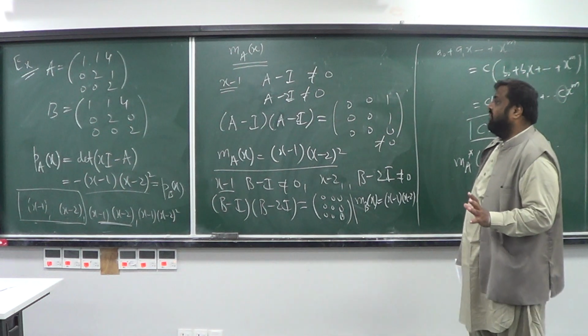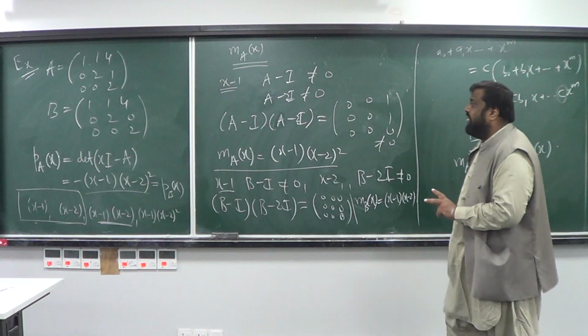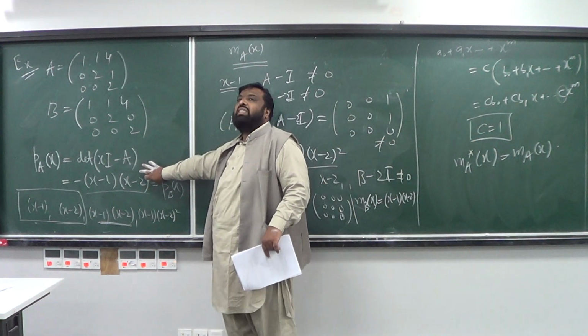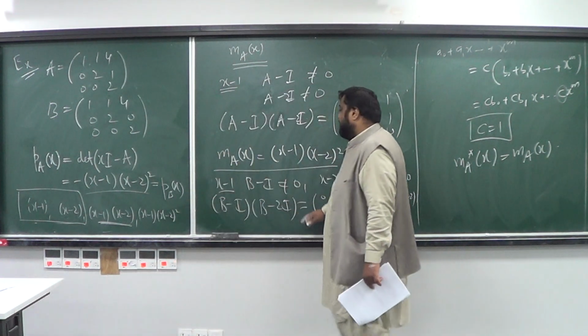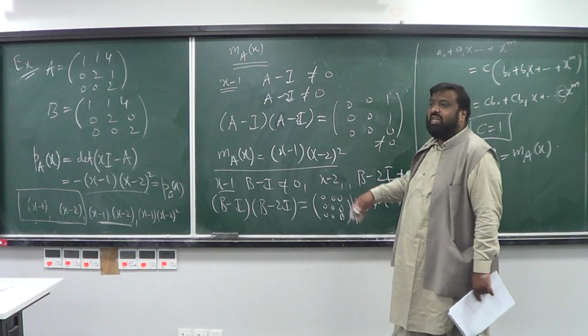So what is the interesting conclusion that we got out of it? We saw two things. Number one, we have two matrices with the same characteristic polynomial but different minimal polynomials. Secondly, we saw how to find the minimal polynomial.